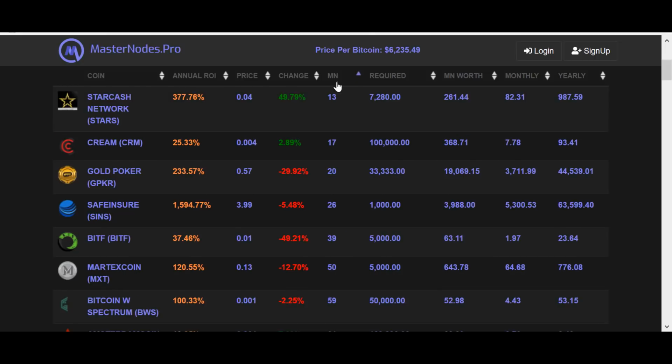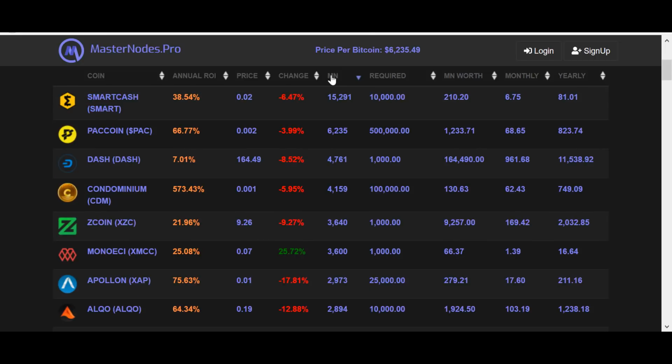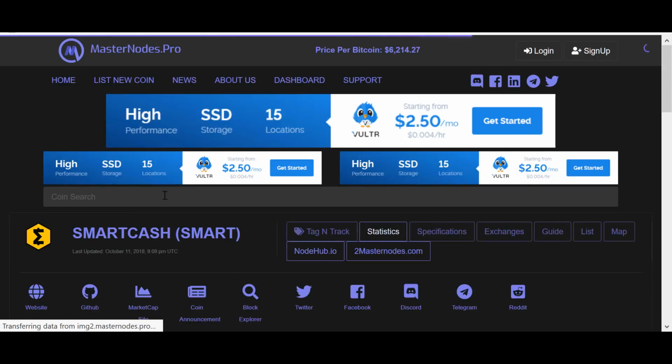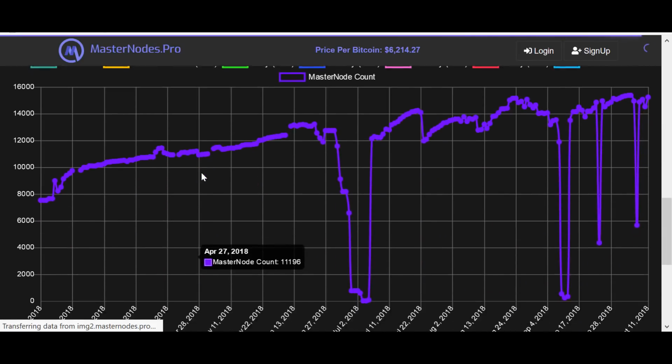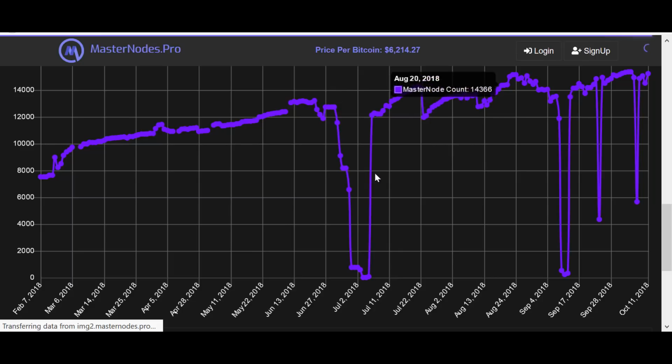And I also like to look at how many Masternodes there are. By the way, this is an example. SmartCash, 15,000 Masternodes. SmartCash is interesting. The price is only 2 cents, 38% a year, but this ROI was much higher previously. And this is actually a very interesting project, by the way, that a lot of people liked. A lot of Masternode investors really like this one.